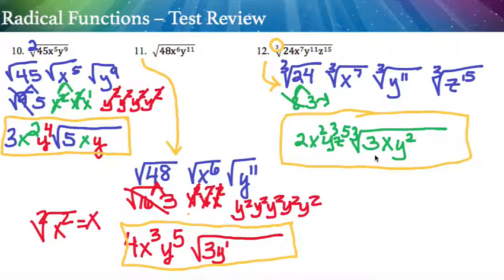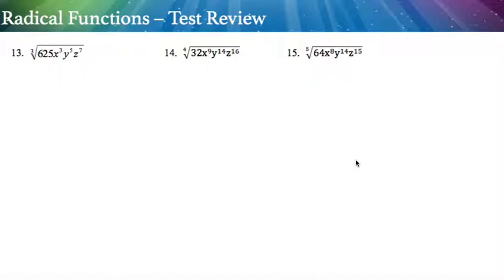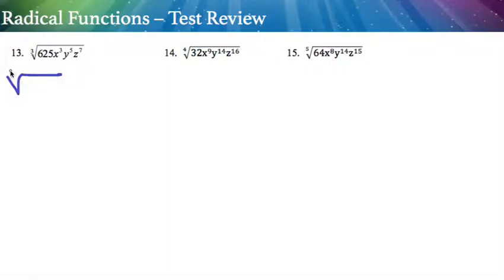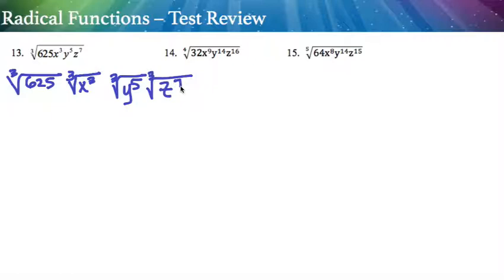Okay, so we're going to do a few more of these. That was number 12. Let's see what we have next. Okay, so for 13, we're cube rooting again, and I'm going to split it up. So let's do the cube root of 625, and then the cube root of x cubed, and the cube root of y to the 5th, and the cube root, I'm running out of room, but that's okay, z to the 7th.